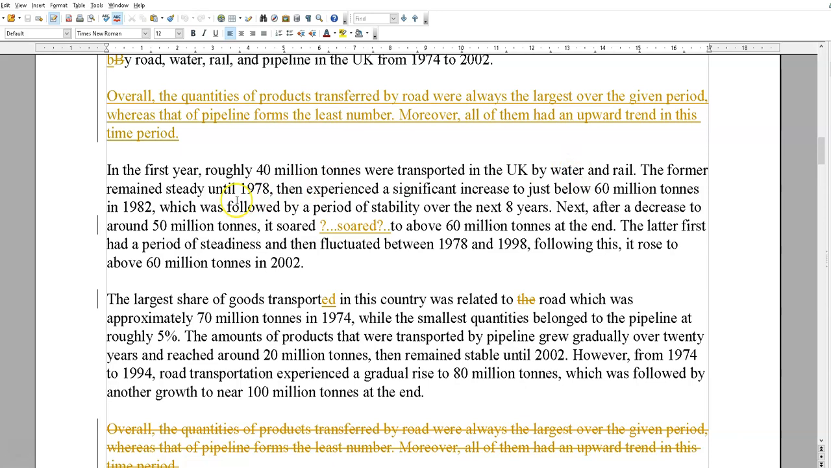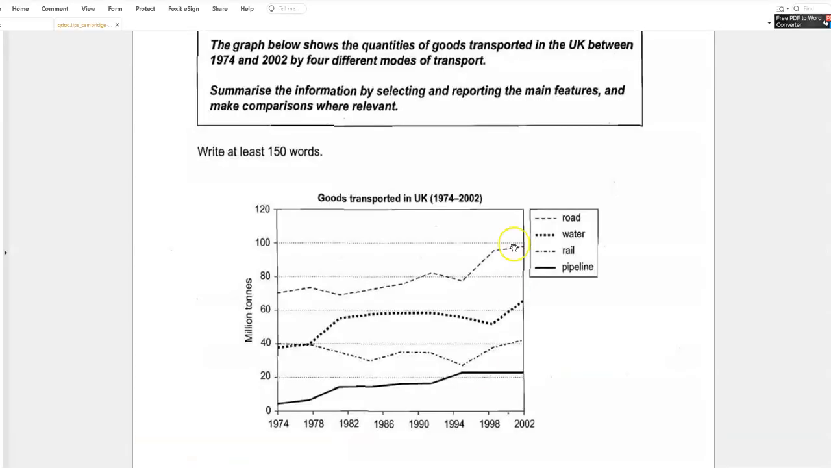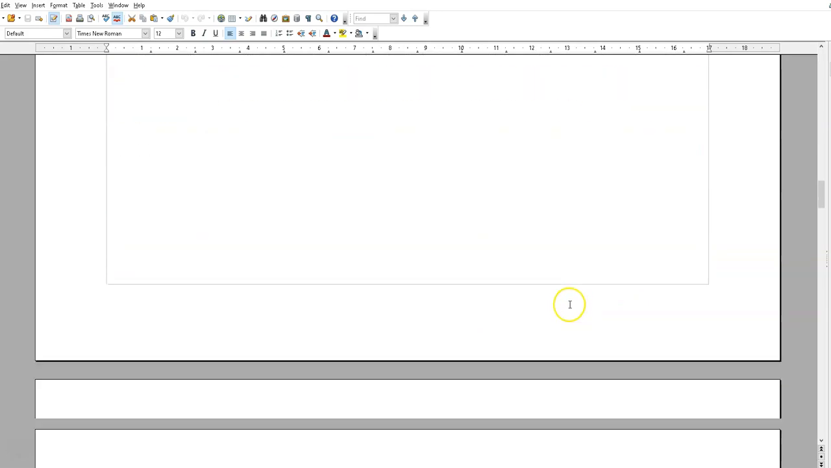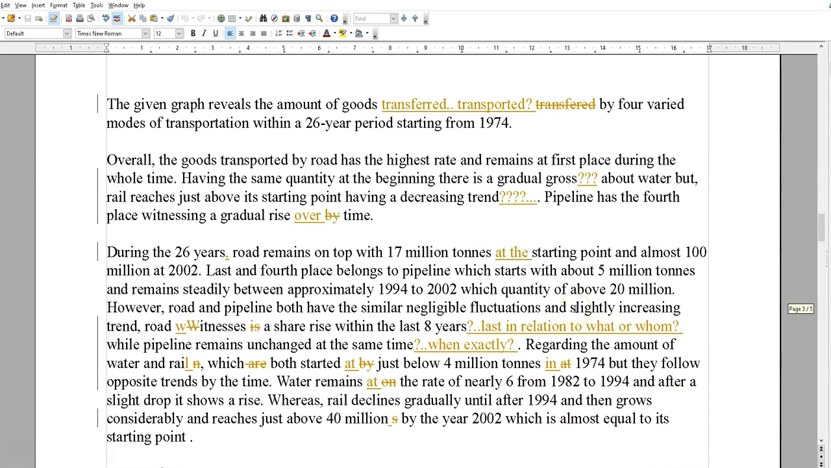So water and rail, then you've got this third thing, decrease, the latter. So this is very confusing. You've got water and rail compared here. I mean, it does say make comparisons if relevant. Then you've got road here. So you've got the second and third, then you've got the biggest, then the smallest, then the biggest again. So that doesn't really make a lot of sense in terms of logic. You need a progression to get a good coherence and cohesion score.